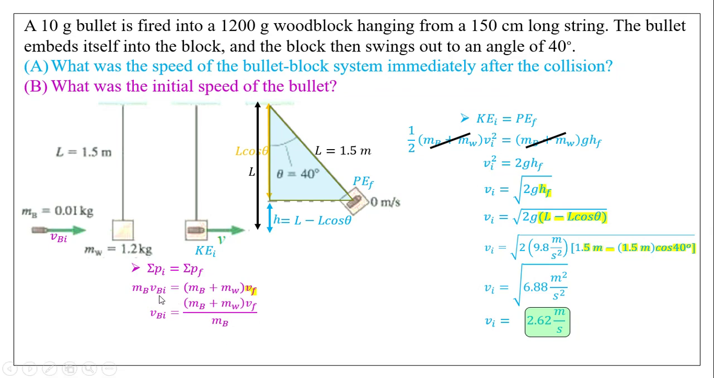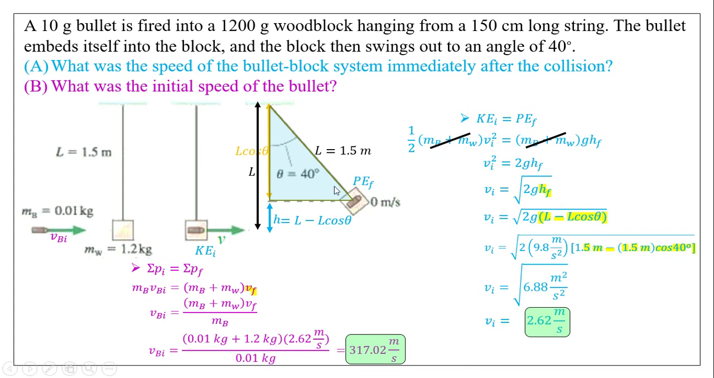Other than that, it is just plug and chug time. To get VBI by itself, I need to divide both sides by the mass of the bullet, which brings M bullet to the denominator on the right side. I have all the values. The mass of the bullet is 0.01 kilograms. The mass of the wooden block is 1.2 kilograms. The final speed immediately after collision is from part A, 2.62 meters per second. Dividing that by the mass of the bullet gives 317.02 meters per second. Part B says initial speed, so I don't need to give a direction. The answer is 317.02 meters per second.